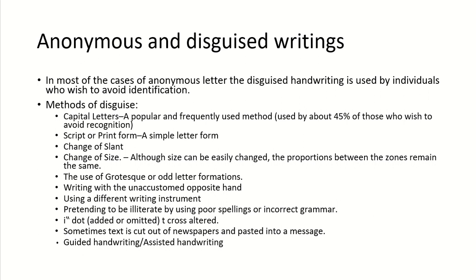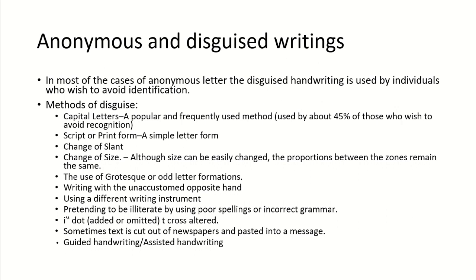Anonymous and disguised writings, without a name or forged writings. So methods of disguise are capital letters. A person will write the whole message in capital letters. Script or print form. Simple letter form will be used. Change of slant, change of size, use of grotesque or odd letter formation. Writing with the opposite hand. If you are a right hand person, you will write with the left hand.